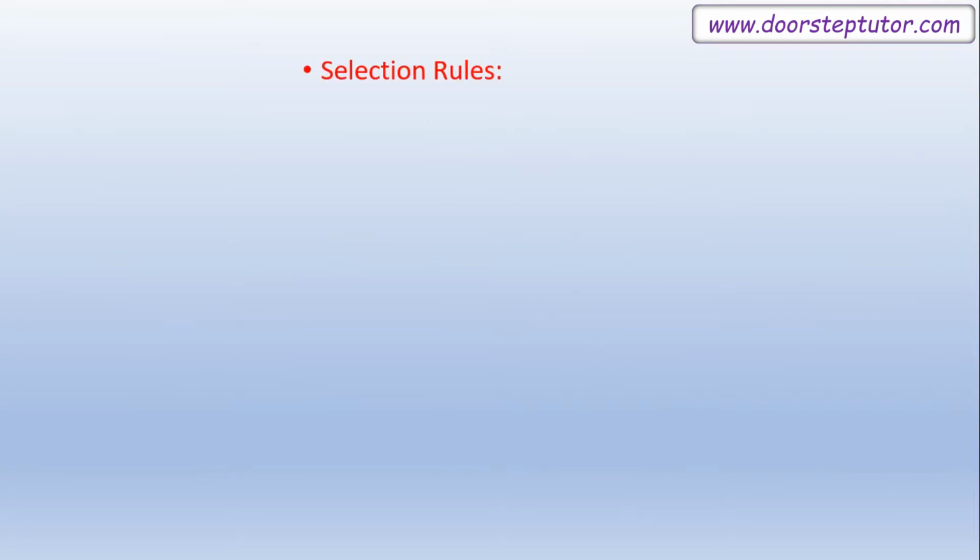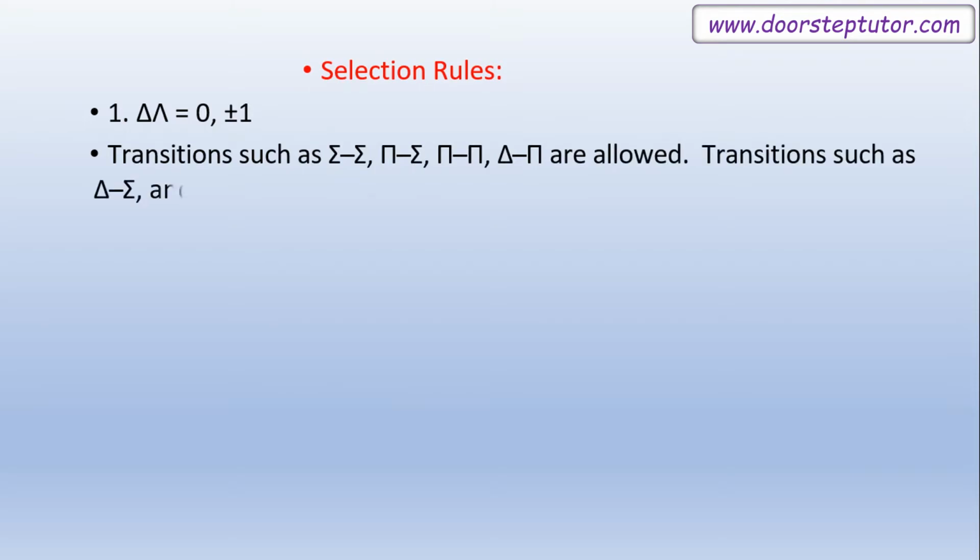Right. So selection rules. What are the selection rules we are going to discuss in this molecular spectroscopic term symbol? Please remember, student, the selection rule is that delta lambda is equal to 0 or plus or minus 1. Only this condition. If delta lambda is 0, that is the difference between lambda 1 and lambda 2 lies between 0 and plus or minus 1, only these conditions are allowed transitions.